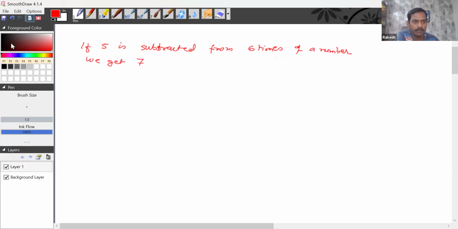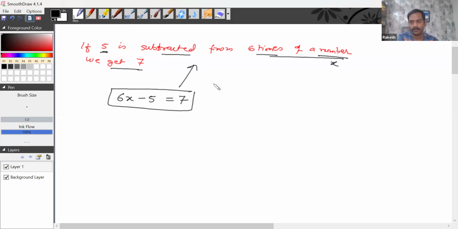Again, we have to identify, is everything given? This is a constant, this is a constant, and this is a mathematical operation of minus. 6 times is a mathematical operation of something to be multiplied by 6. But what needs to be multiplied by 6? A number. Again, I don't know what that number is. So this is a variable, or we should assign it as a variable. So let us assume that this variable is x, so 6 times of x. What are we doing with this? We are subtracting 5. When 5 is subtracted from 6 times of a number, we get 7. That we get 7 means that it is equal to 7.